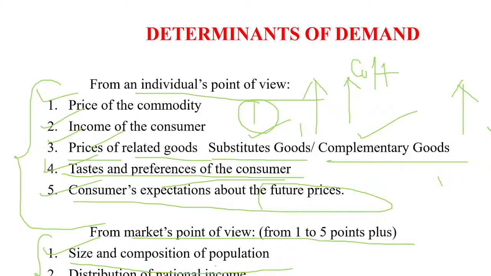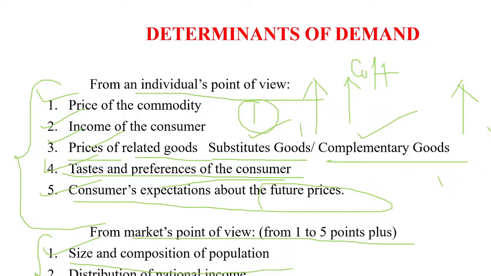Size and composition of population means what is the size of the population? Now, let's say if I talk about Bhutan, the total population size is only 7 lakh. But in our country, 135 crore population is here. So demand would depend upon market demand.